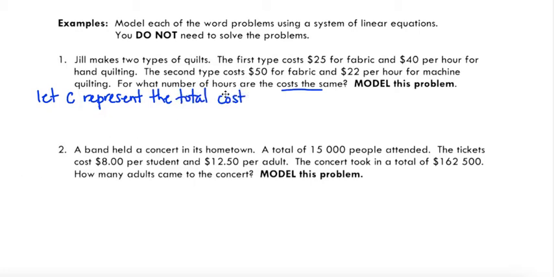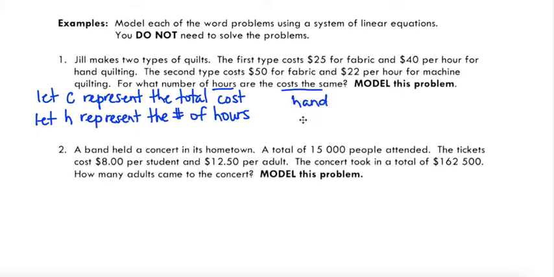And what determines the total cost? That's the number of hours. So I'm going to let H represent the number of hours. And now we have two different types of quilting that we can do. We can have hand quilting, that's type 1, and we can have machine quilting, that's type 2.